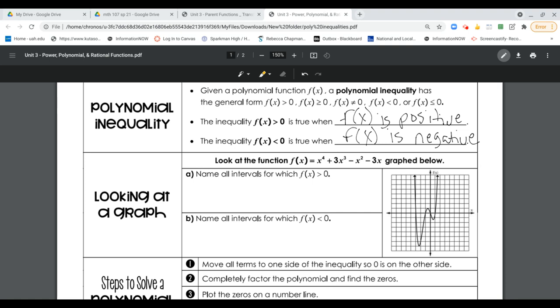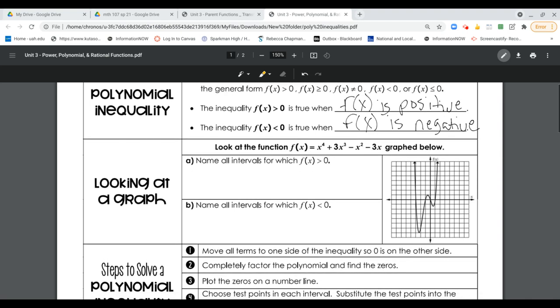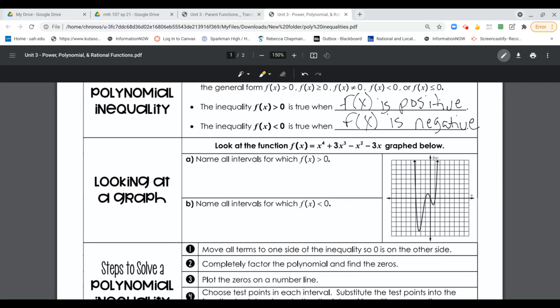makes sense. Any number that is positive will always be bigger than 0. The inequality f of x is less than 0 is true when f of x is negative, and that makes sense. Any negative number is always going to be less than 0.